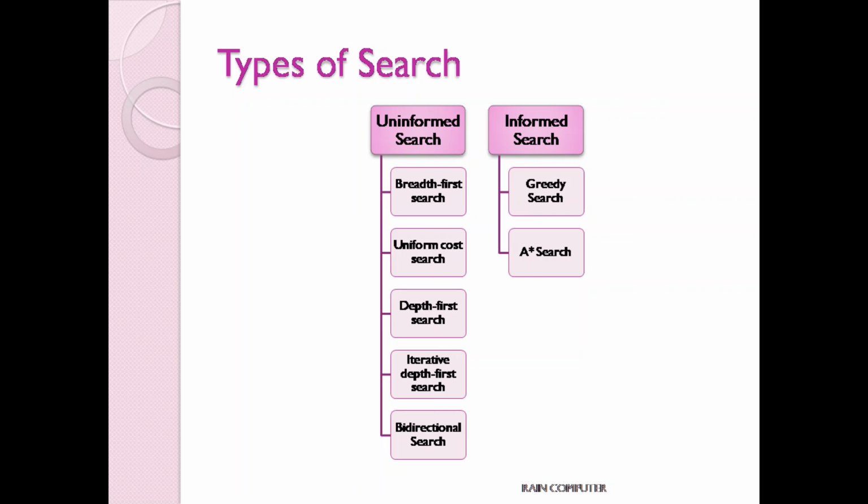Types of search. Uninformed search can be divided into five main types: breadth first search, uniform cost search, depth first search, iterative deepening, and bidirectional search. We are going to represent these in the tree structure. Informed search can be greedy or A-star search. So these are the classifications we have in the uninformed and informed categories, and we are going to look into the properties of these searches in our future videos.